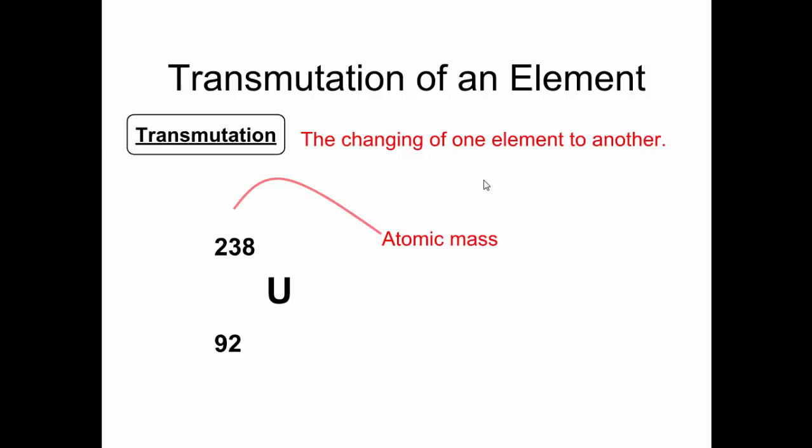So when we are analyzing the transmutation of elements, what we typically do is we write the symbol of the element. What is this? Uranium. We write the atomic mass at the top left. We write the atomic number at the bottom left. And that will allow us to understand how this element might change as it decays.